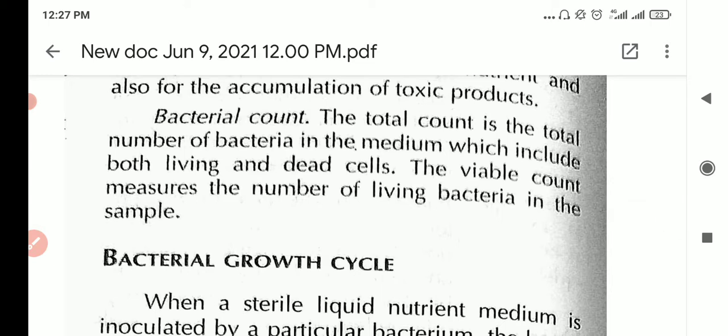Then bacterial count is the total count. It's the total number of bacteria in the medium, which includes both the living and the dead cells. Okay, so this is like your NET multiple choice question. What is bacterial count? It is the total number of bacteria in the medium, dead and alive. You'll get options: A, the number of living bacteria. B, number of dead bacteria. Then C will be only living without the dead. Then D will be both living and dead.